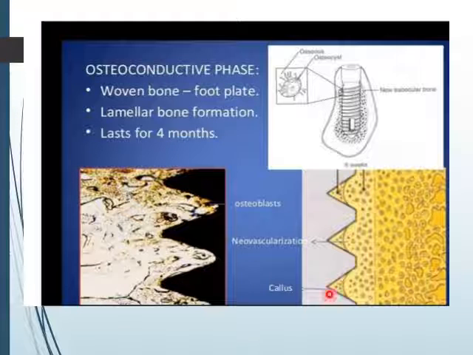The second phase is the osteoconductive phase, with the formation of woven bone, or called footplate. Then lamellar bone formation after woven bone. This phase lasts for 4 months. This is the formation of the woven bone in the thread area of the bone, and this is the thread of the dental implant, and this is the osteoblast. Also neurovascularization inside the woven bone, and this is the callus formation. This is the old bone.